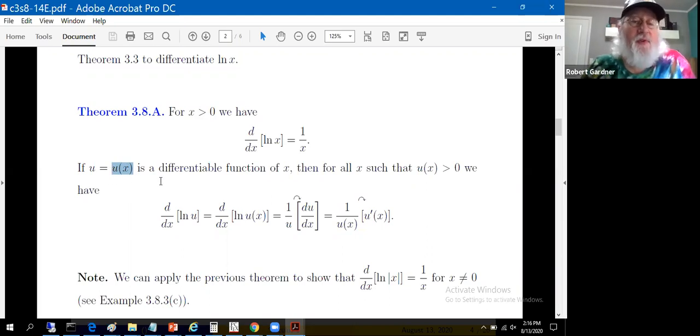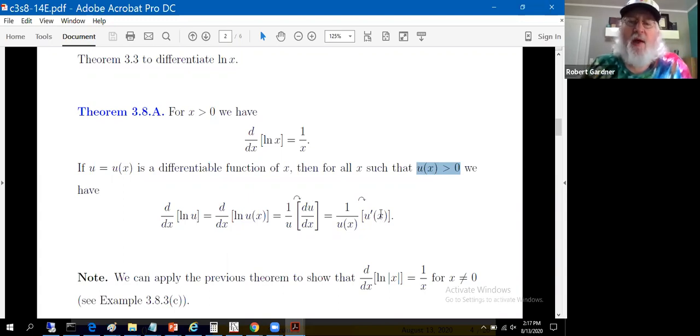If u of x is a differentiable function of x, then for all x such that u of x is greater than 0, we're going to put that in the log function in a second, we have the derivative with respect to x of the log of u, or if you like, the derivative with respect to x of the log of u of x is 1 over u du dx, or 1 over u of x, u prime of x. That's the claim.